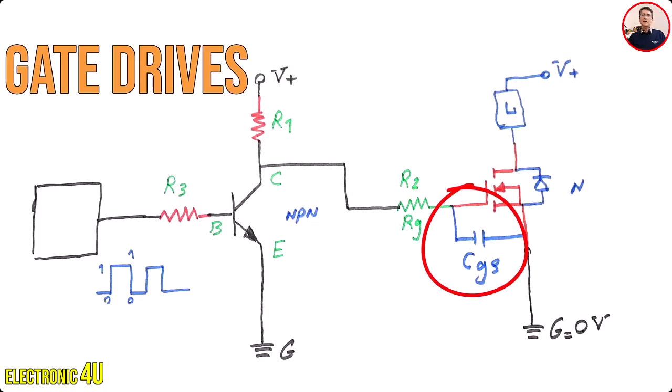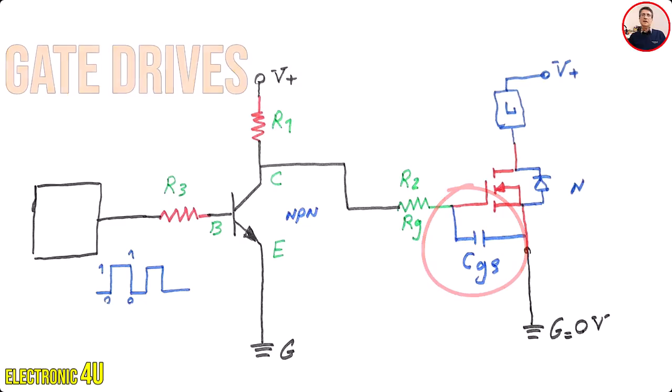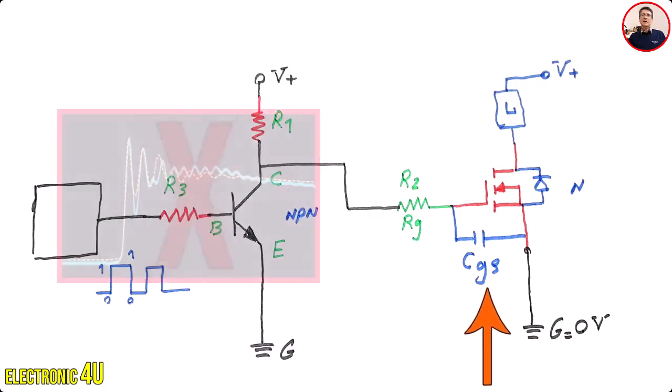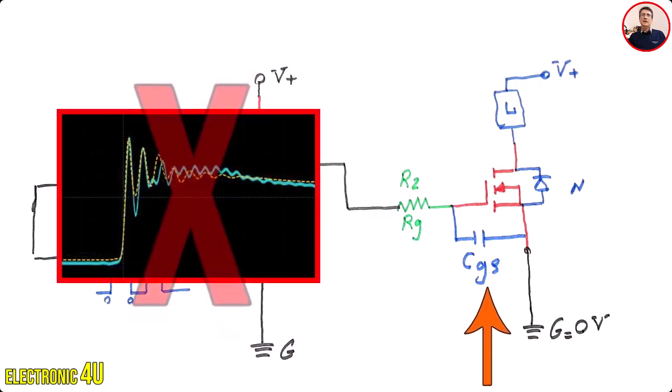It means that we can create a path to charge this capacitor and have a second path to discharge it. In all circuits, there is a resistance on the gate. The duty of this resistance is to control the charge and discharge of the CGS gate capacitor, which also determines the switching time and does not allow high voltage to enter the gate, so the ring is not created.